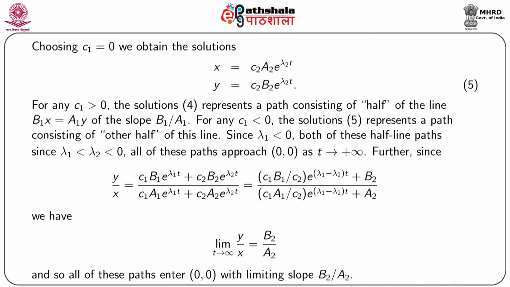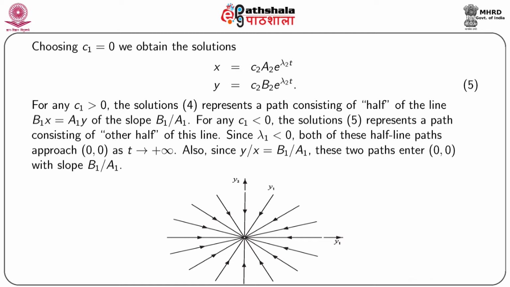This means, if we again consider this figure, that if we consider this as the line b2x equals a2y, then for C2 positive, let it represent this particular straight line, and for C2 negative, it represents this particular straight line, and both of them are approaching (0, 0) in this direction. And since it is a straight line passing through the origin, both these half lines will enter the point (0, 0).